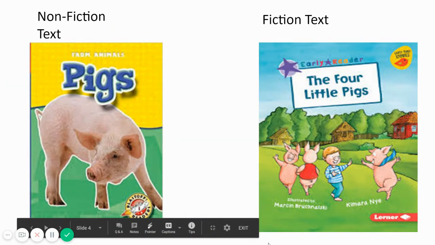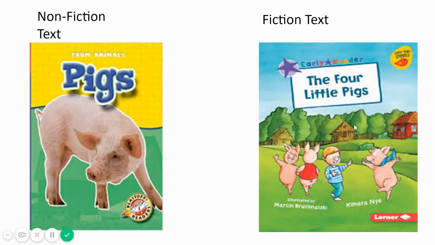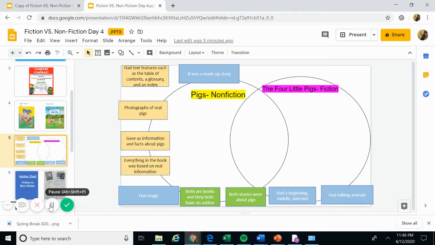Now, boys and girls, let's take what we learned to help us fill in a Venn diagram about our two texts entitled Pigs and the Four Little Pigs. Now, if we look at our Venn diagram, on the left side it says Pigs, which was the nonfiction text, and on the right side we have the Four Little Pigs, our fiction text. We're going to start by contrasting. That means we're going to tell how the two stories were different.